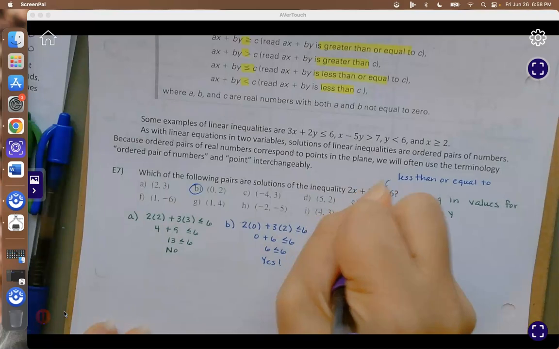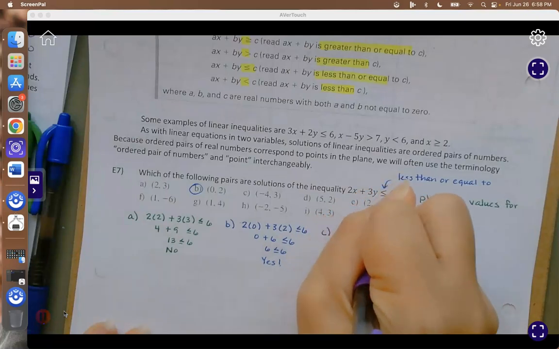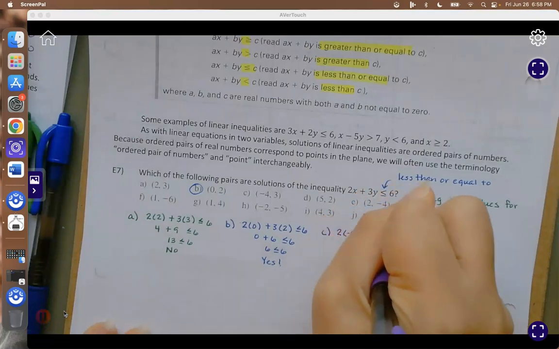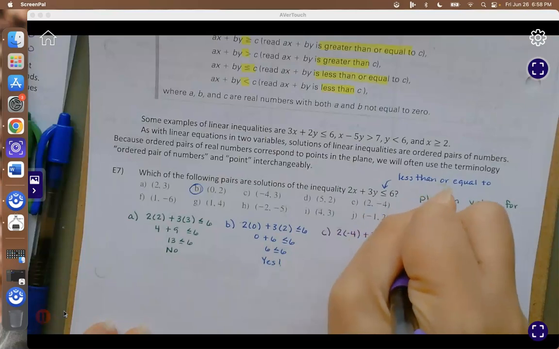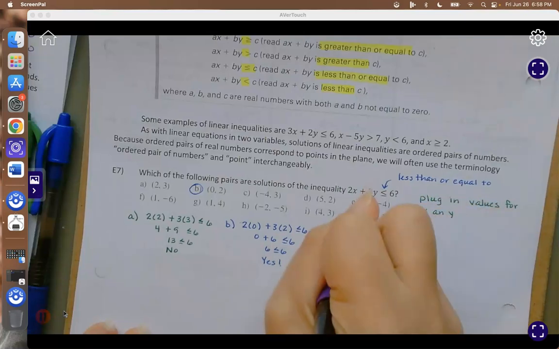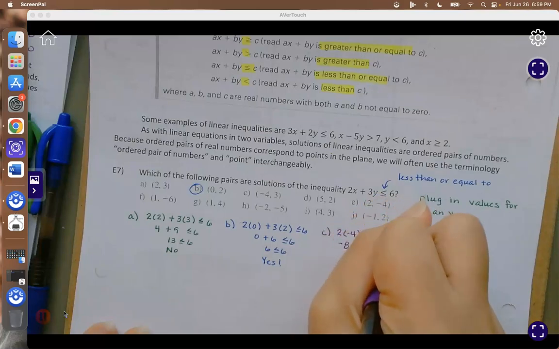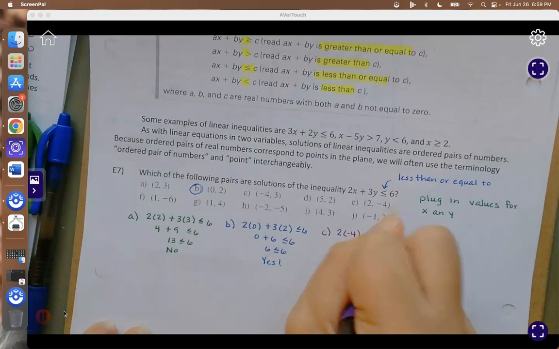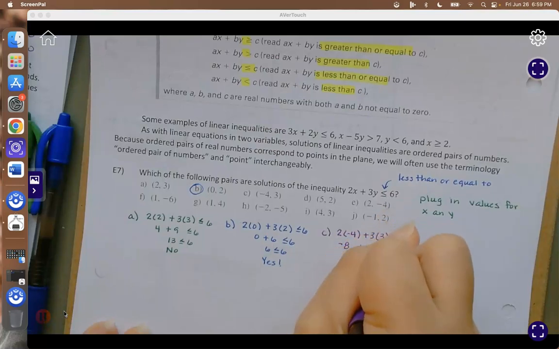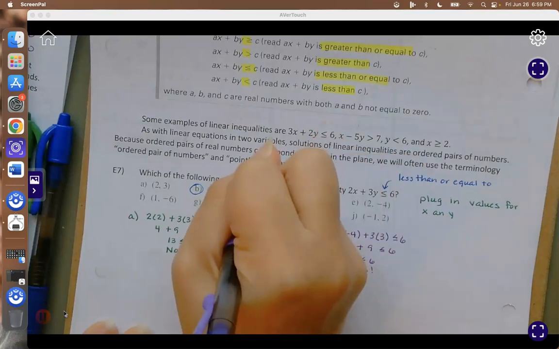2 times negative 4 plus 3 times 3. Is that less than or equal to 6? So that's negative 8 plus 9, which is 1. It's less than or equal to 6. So this is a yes. So C also works.